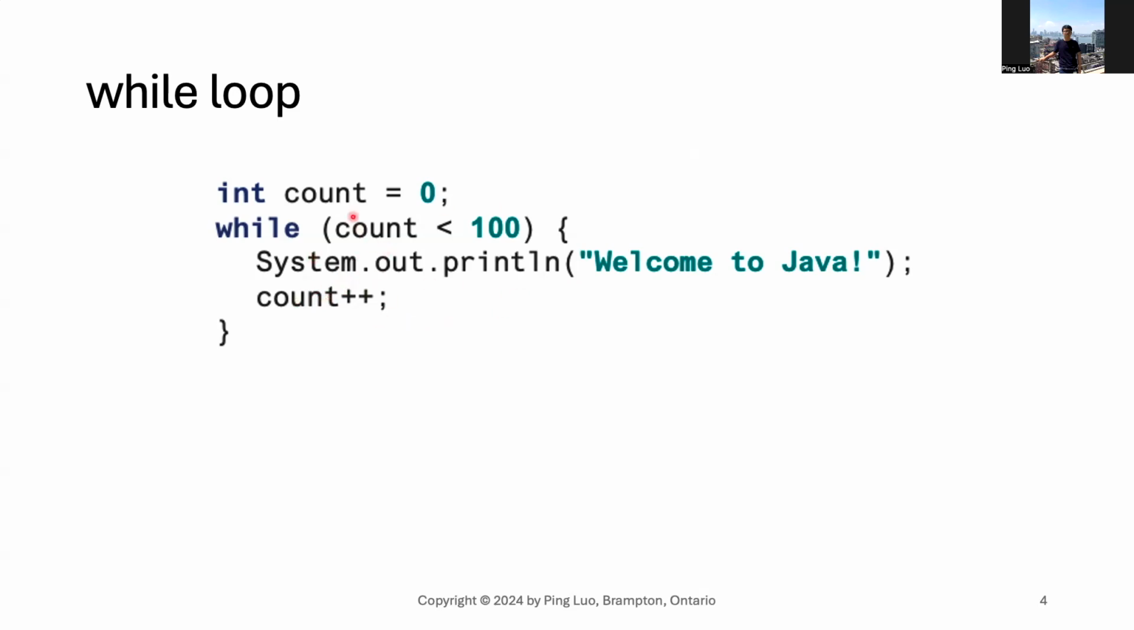So this while loop will do this System.out.println statement repeatedly until count reaches 100, which means we have already printed this statement 100 times. Since count equals 100, the comparison count less than 100 is not true. So the while loop will stop. This is how a while loop really performs.